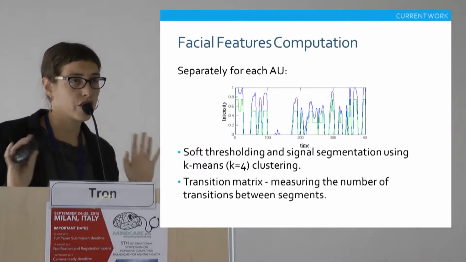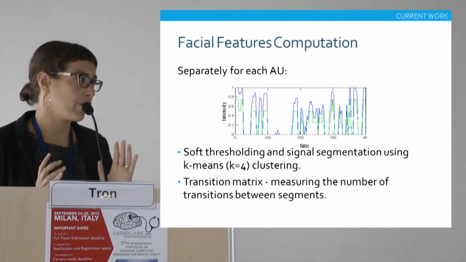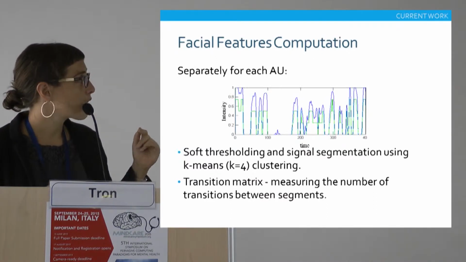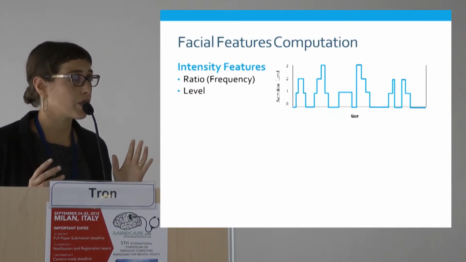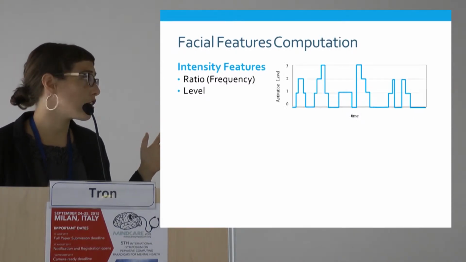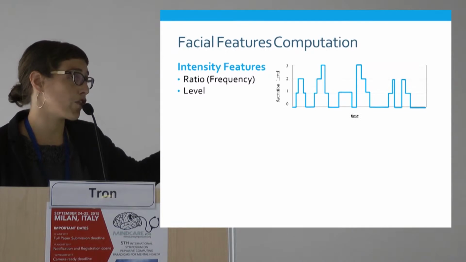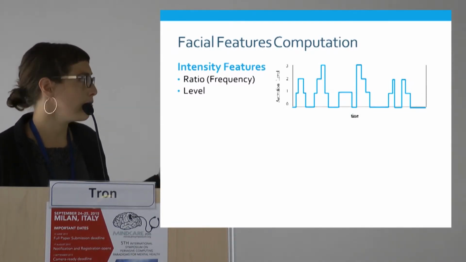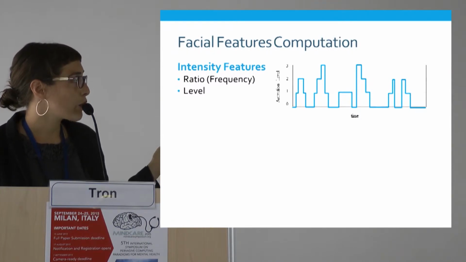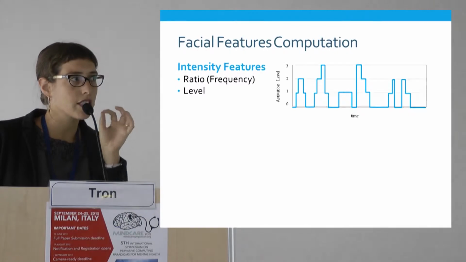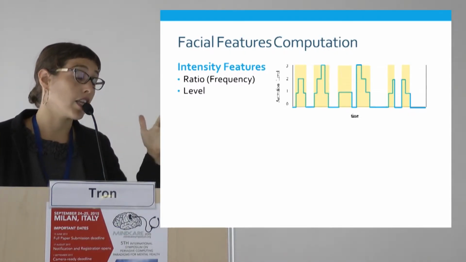Now these are the features that we calculated. Again, all of these for every action unit separately. First, we had some intensity measures, which include the ratio of activation. So this is basically counting the number of non-zero frames and dividing this by the total number of frames. We were also interested in the level of activity. So the level of activity is just the mean of the activity in the non-zero frames.